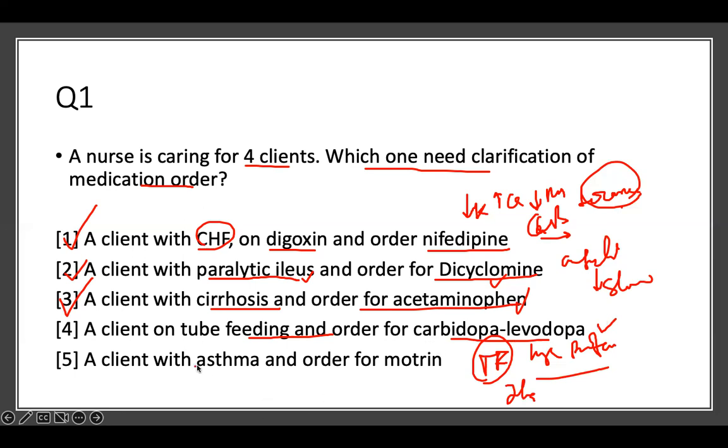A client with asthma and an order for Motrin. Motrin is one of the medications asthma patients should avoid because it causes nasal polyps, worsens the condition, and causes more exacerbations. Therefore, they should stop it. They should avoid Motrin, and they can take Tylenol instead. So these four, I need to clarify. So that's how you answer a prioritization question.